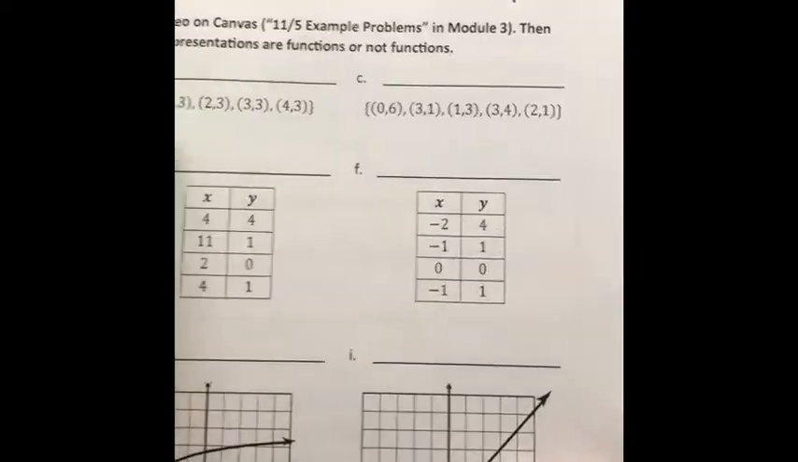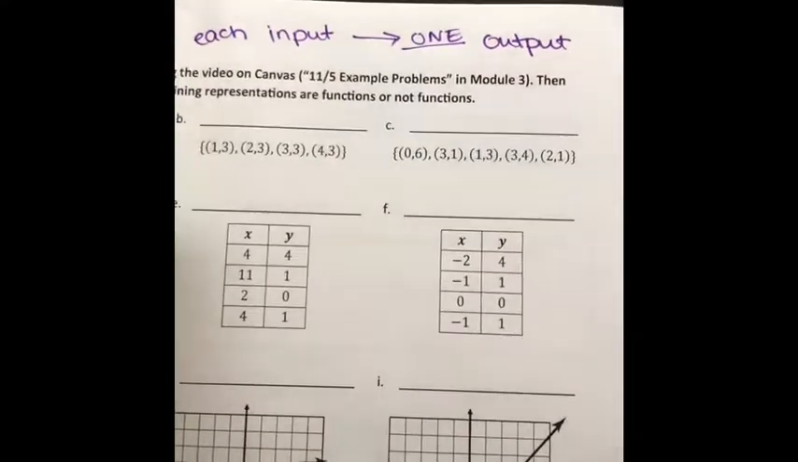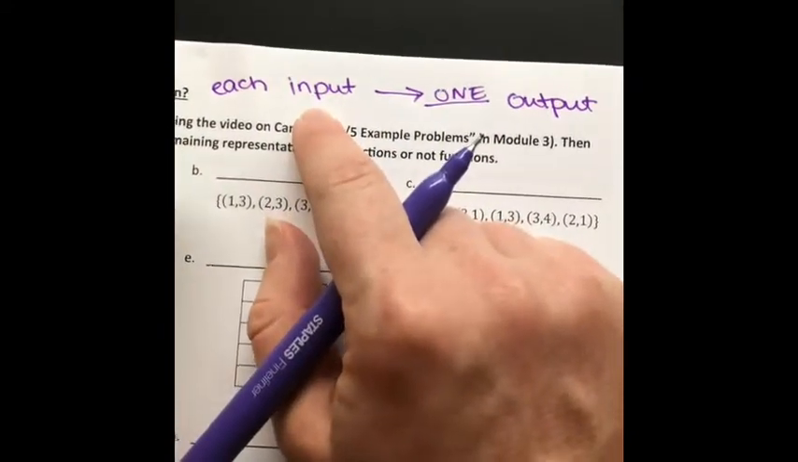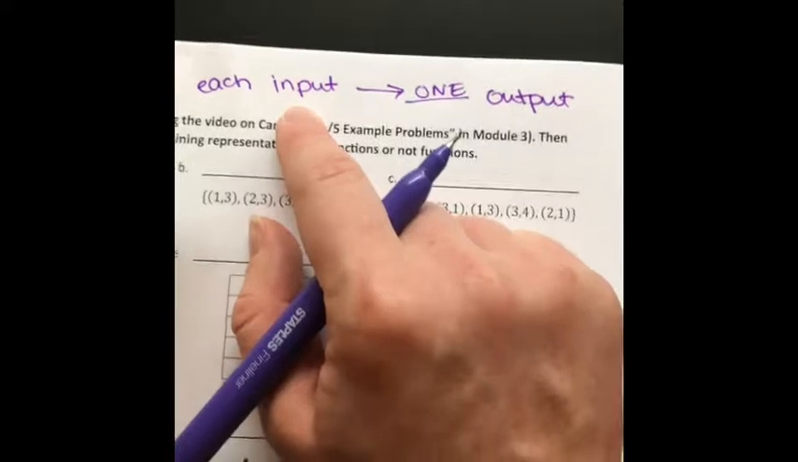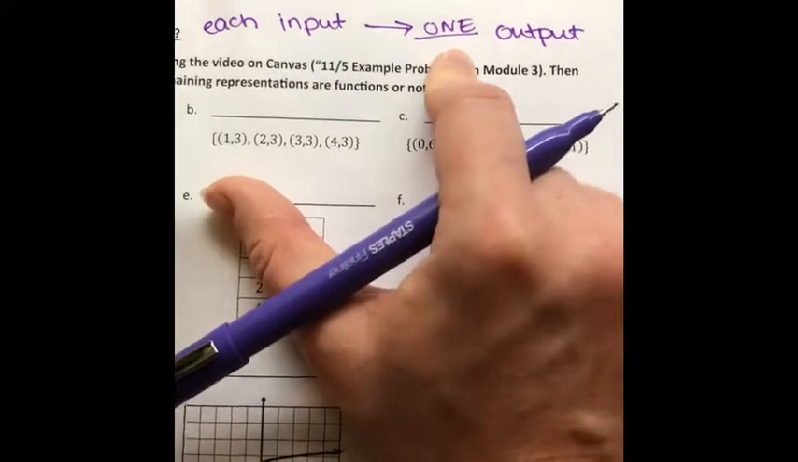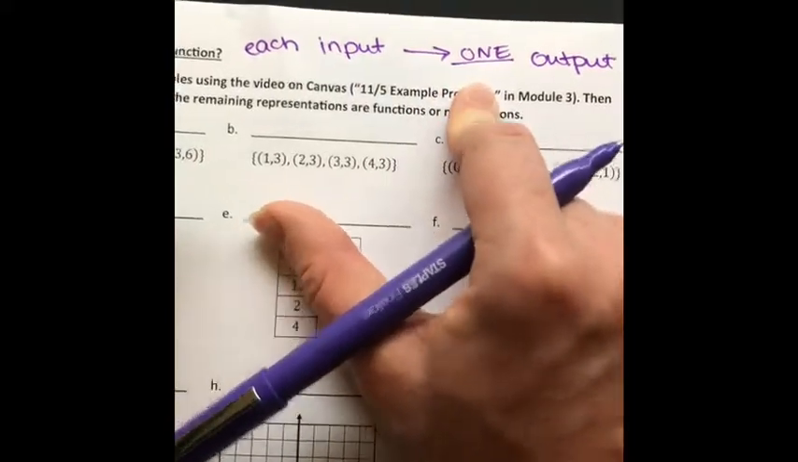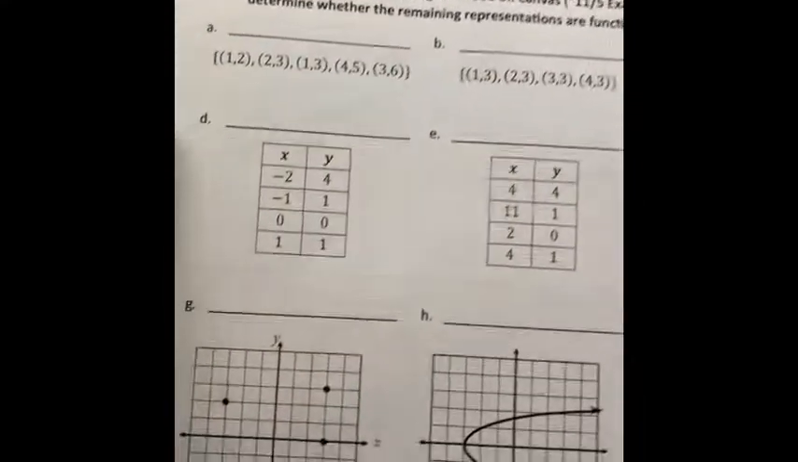It could be the same output for every single input. That's okay. It matters about the input. Which x value am I using? Different x values can all have the same output. That's okay. But if I have one x value with two outputs, that's where the problem is.